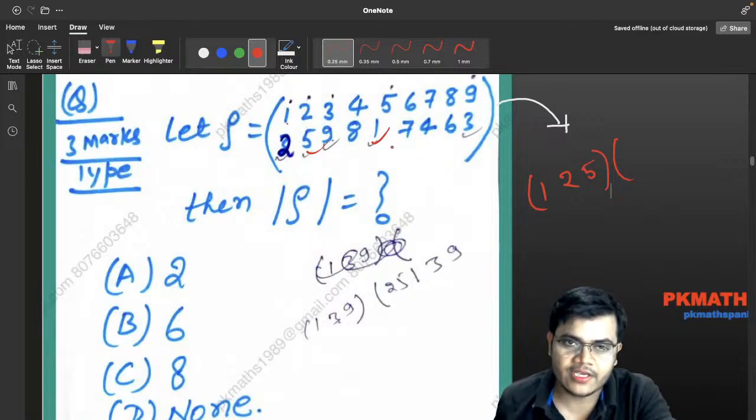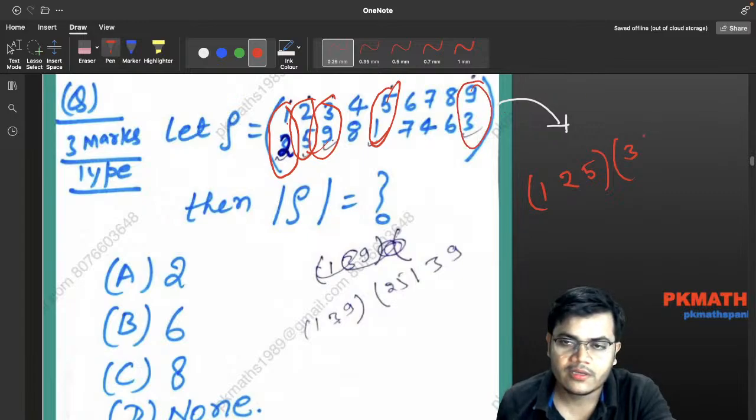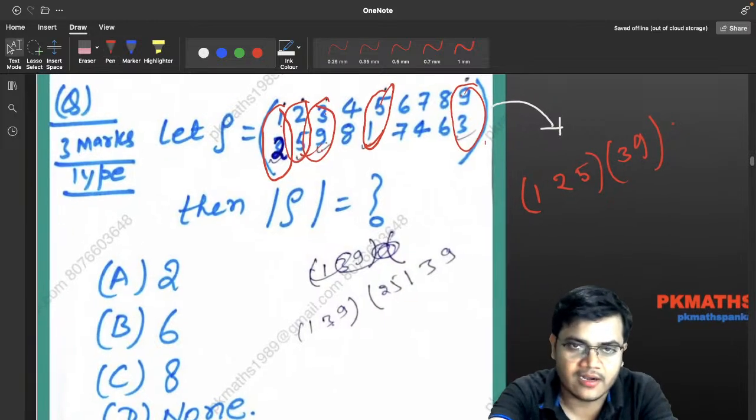But now let's see. 1 is going to 2, 2 is going to 5, 5 is going to 1. So I have written this cycle 1, 2, 5. 3 is going to 9, and 9 is going to 3. So we must close it. 3 is going to 9 and 9 is going to 3. It means we have to close this cycle.